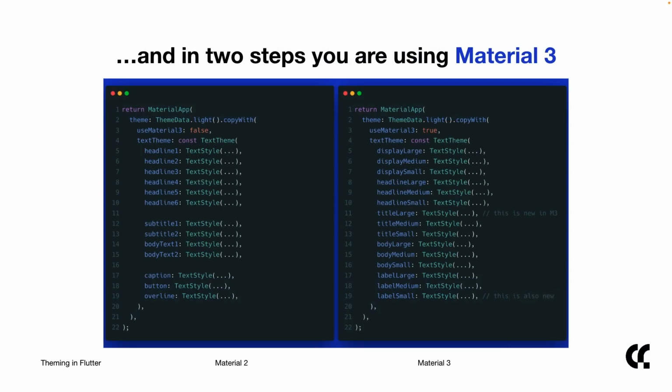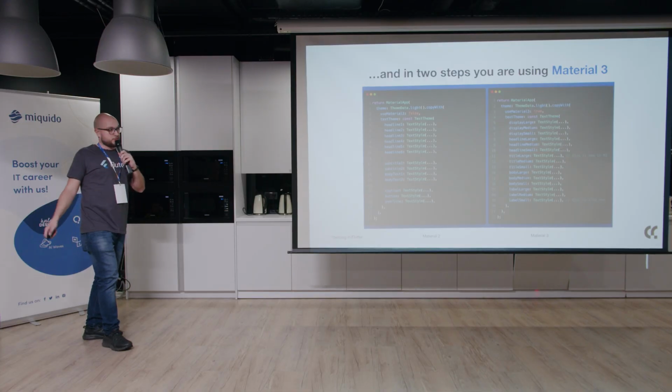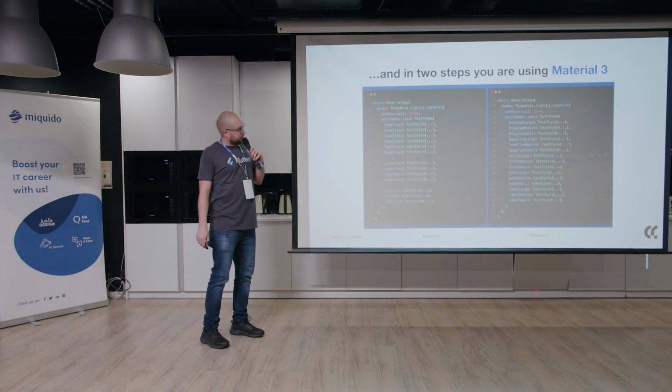So we have Material that introduced headlines, subtitles, body text. It's not easy to use by developers. It's kind of horrible probably for them, and it's not easy to understand maybe. So Material 3 introduces 5 groups of text styles, and they are grouped in 3 pieces like large, medium, and small. And actually Material 3 provides 2 additional text styles to use, and they are title large and label small, right? So you have 2 more possibilities to add your text styles to your app.